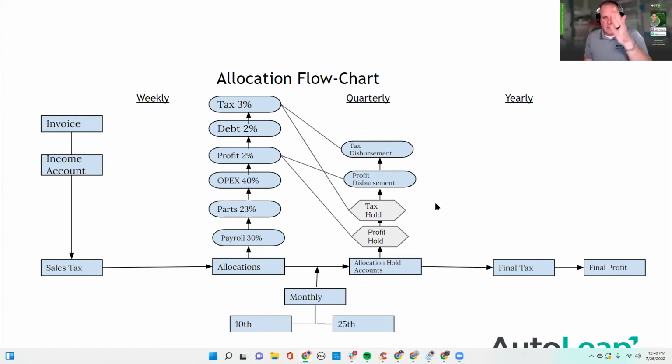So at the end of the quarter, we're going to move that over to our other bank, our holding bank. And at the end of the quarter, you're going to take half of what you have in your profits and do that as a draw or disbursement or whatever your accountant wants to call it, and write yourself a check. But then we're going to keep the other half of that profit, and then we're going to keep that tax money in those accounts until the end of the year.